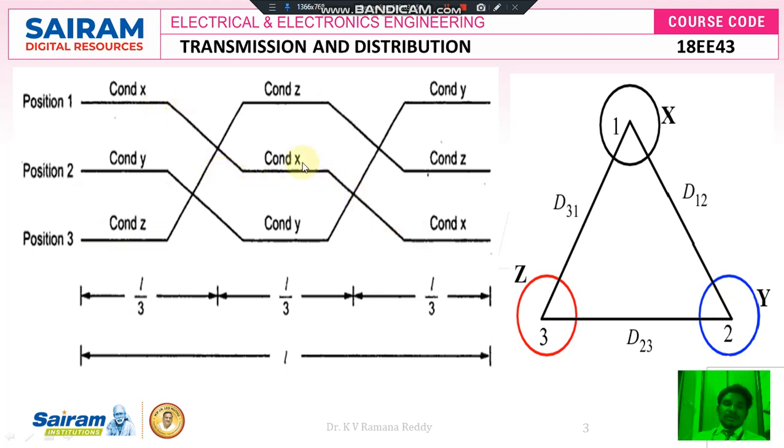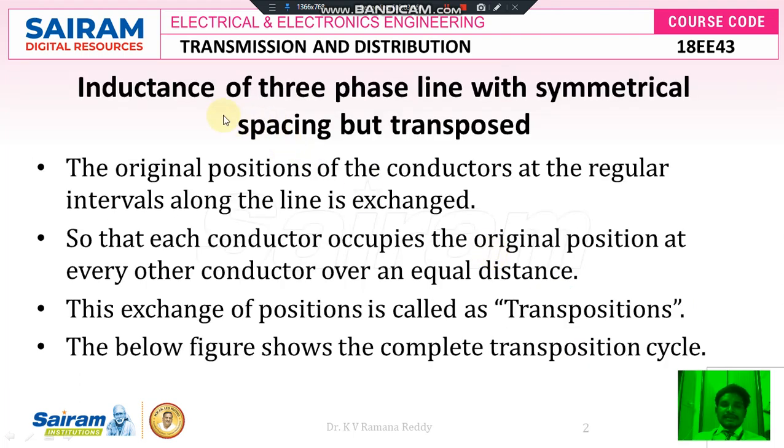Suppose you see that at tower A, conductor X is at position 1, but at tower C the conductor X is at position 3. So why are we changing the position? At tower A conductor X is at position 1, at tower B conductor X is at position 2, and at tower C conductor X is at position 3. Bringing conductor X from position 1 to position 2 and again from position 2 to position 3 is called transposition. So the topic itself is called inductance of a three-phase line with symmetrical spacing but transposed.